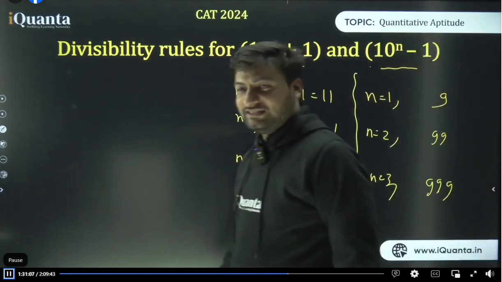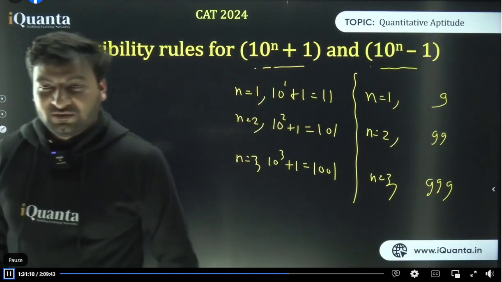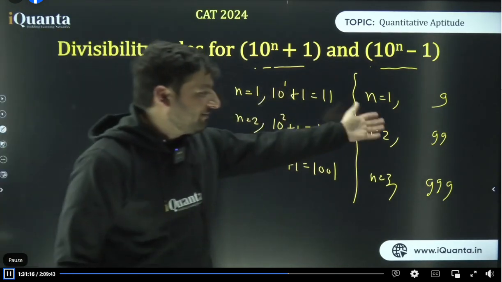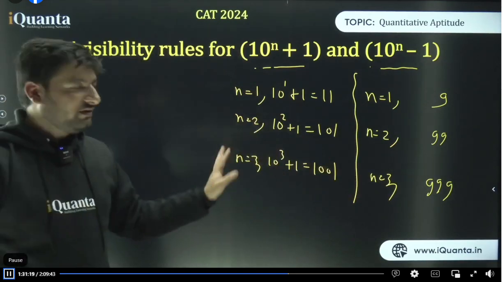Yes, you guys are faster than me. Khushi, Gaurav, Vishnu, you have written all numbers of form 10 to the power n minus 1 clearly. 9, 99, 999, 9999 and so on. You have all sorts of numbers, okay?